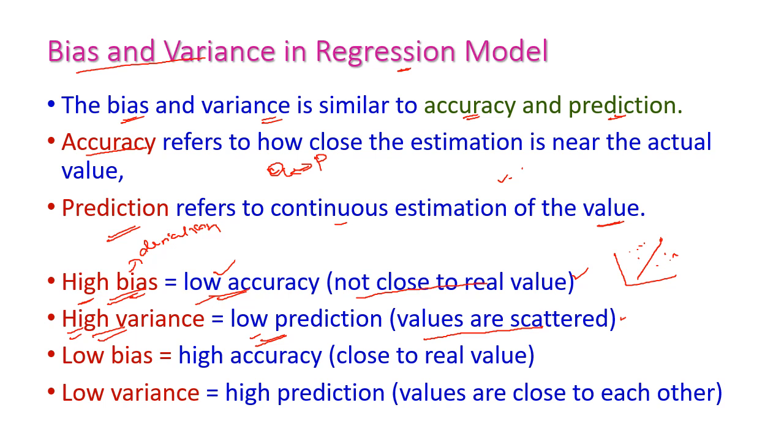And low bias. Low bias means the deviation is very low. That means high accuracy. That is close to the real value. That is close to the predicted value. Okay, the original value. Okay, the values lie exactly on the regression line. And low variance. Low variance means high prediction. The prediction is very high. The values are close to each other. The predicted values are very close to each other. Right?